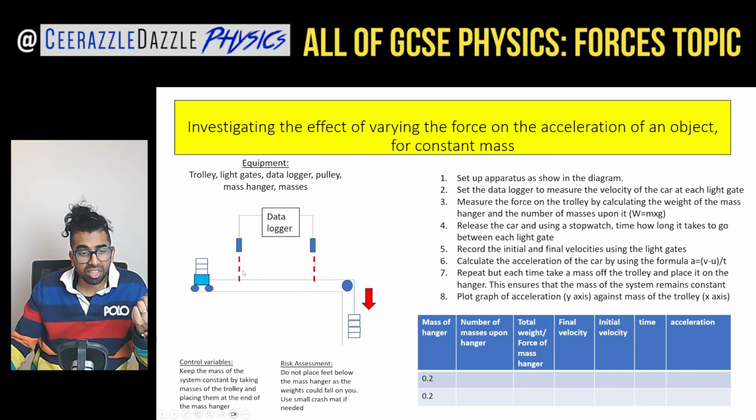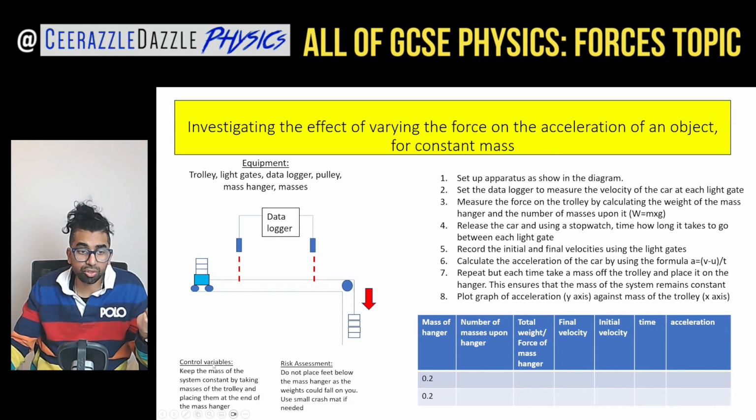Right, how are you going to work out the acceleration? You're going to also time how long it takes to move between this light gate and this one using a stopwatch. So therefore we can get the final velocity, initial velocity and time taken. We can work out acceleration as the change in velocity divided by time. How are you going to get the force? That's simply going to be mass times by gravity over here.